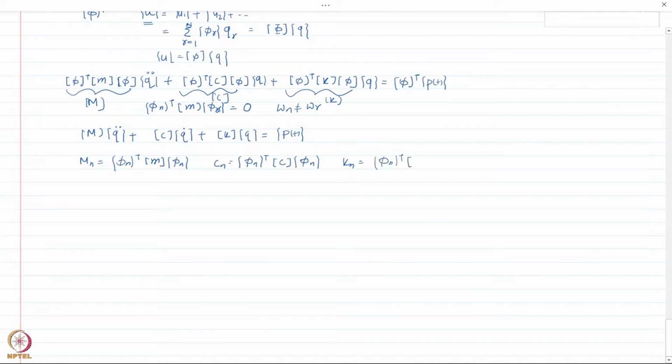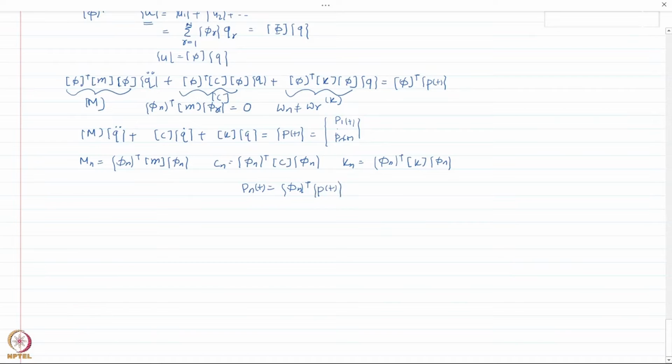phi n transpose times the stiffness matrix times phi n. And this is a new vector, for which the elements are p1, p2, and so on, pn of t, where pn of t is nothing but the nth mode transpose times the p vector that we had assembled.